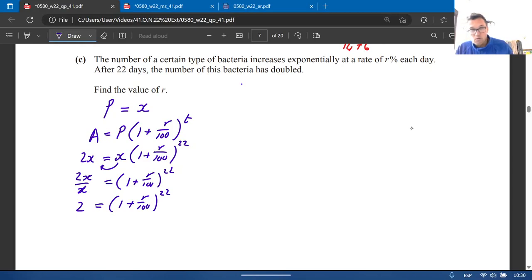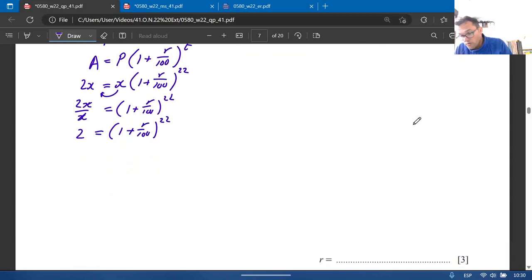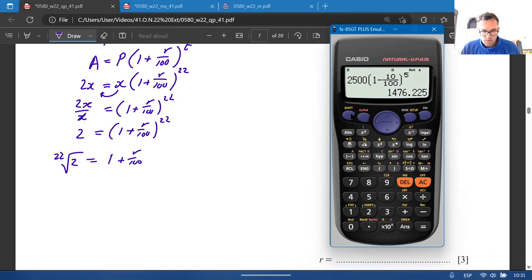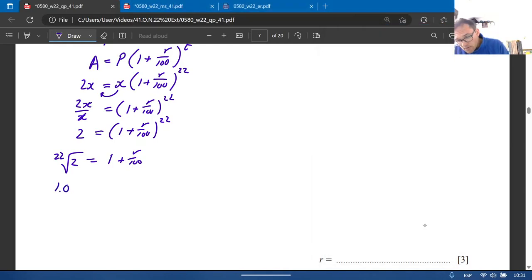Now we need to get rid of the 22. What's the opposite of power 22? Of course, root 22. Oh, this is gonna be crazy. And we're left with 1 plus r over 100. Let's see if this works. So we need to put root 22. So you press shift. That button there, we can put any root of 2. That's nice. 1.032. I think if you look at that carefully, you're getting onto something.